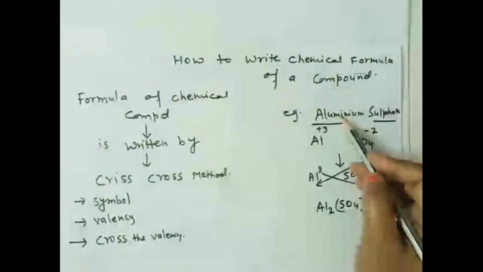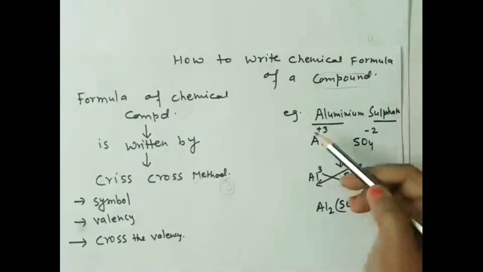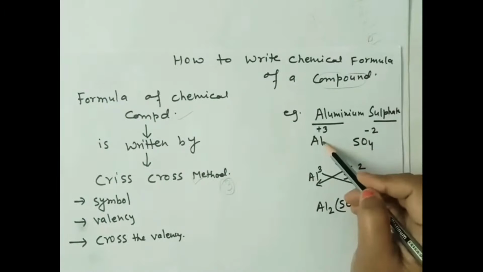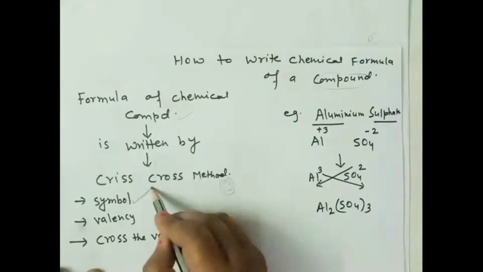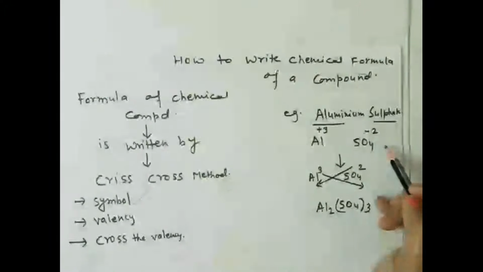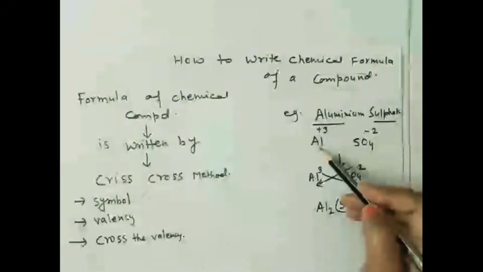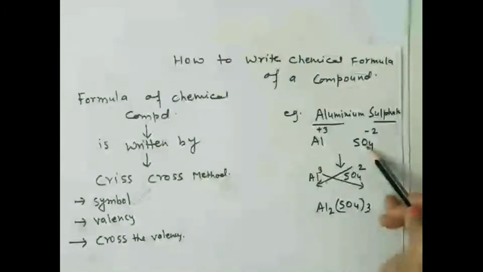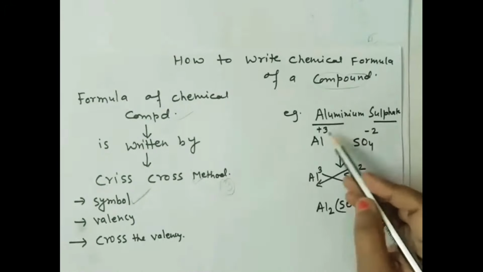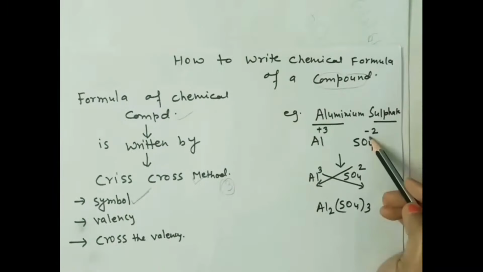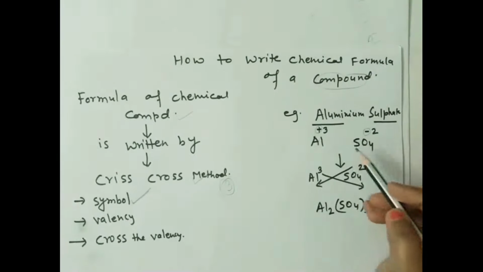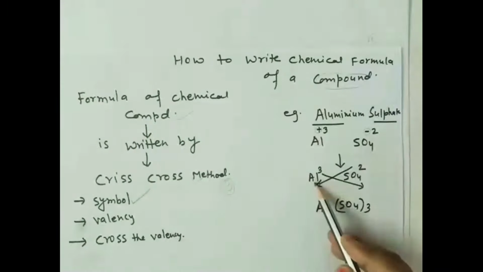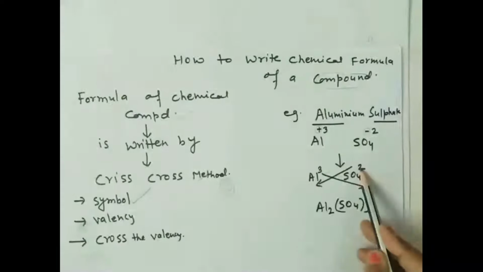Basic radicals are what? An electropositive radical is called a basic radical. So aluminum is an electropositive radical, sulfate is an electronegative radical. First we will write the symbols of the electropositive and electronegative radicals. So the aluminum symbol is Al and the sulfate symbol is SO4. The valency of aluminum is +3. The valency of sulfate is -2. For writing the formula, we need not write plus or minus, so we omit the sign. Simply we can write aluminum valency 3, sulfate valency 2.